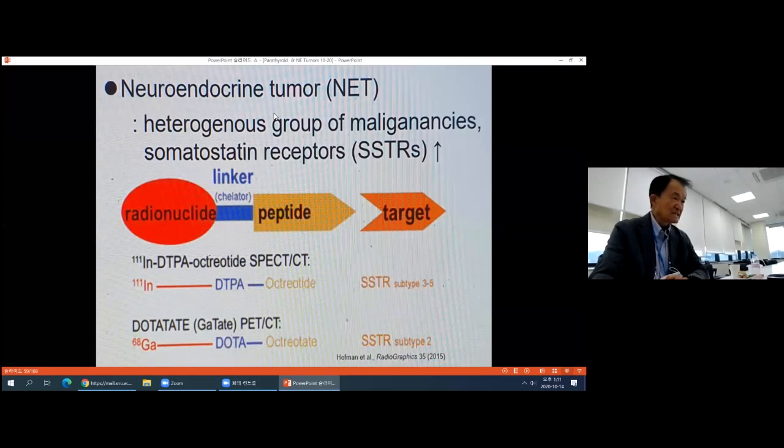Now, these neuroendocrine tumors express somatostatin receptors. There are at least 5 or maybe more receptors. But our scan agent usually attaches to somatostatin receptor either 5 or 2. 5 is more abundant in many cancers.